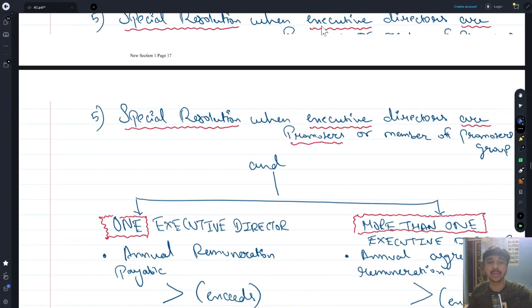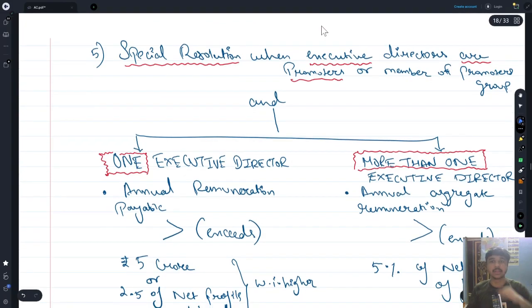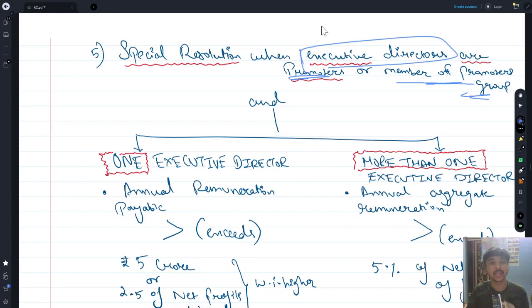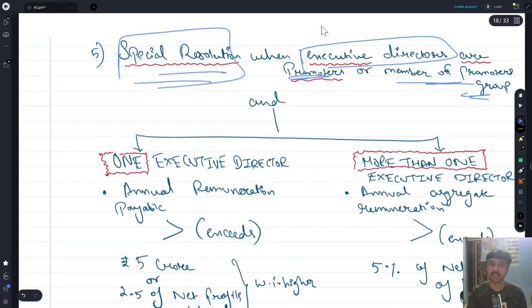Now what is happening is, see, when executive directors, the ones who are working in the management very actively, are promoters or belong to the promoters group, then their remuneration will be passed by way of a special resolution. Okay, so when executive directors are promoters or belong to the promoters group, then their remuneration will be passed by way of a special resolution.